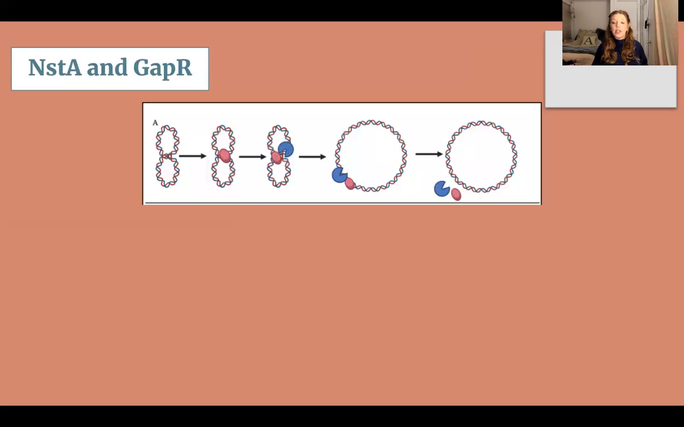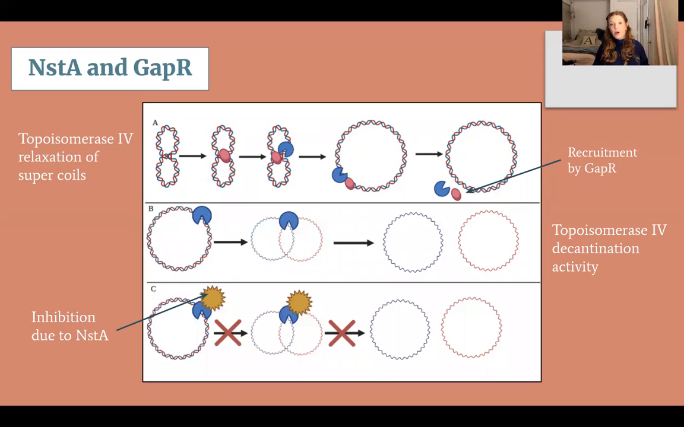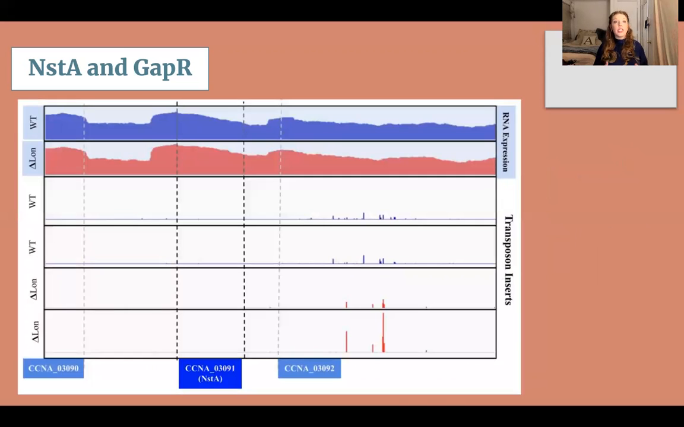Two of the proteins that are really important in topoisomerase 4 activity are NstA and GapR. GapR is a nucleoid-associated protein, which is a protein that specifically binds to certain shapes and not a particular DNA sequence. This is important because GapR binds the shape of supercoiled DNA and recruits Topo4 for the relaxation of those supercoils. NstA affects the decatenation activity. It inhibits by binding to the ParC subunit and not allowing Topo4 to unbind those chromosomes. So what's really important is what we're seeing in the RNA sequencing and transposon sequencing data.